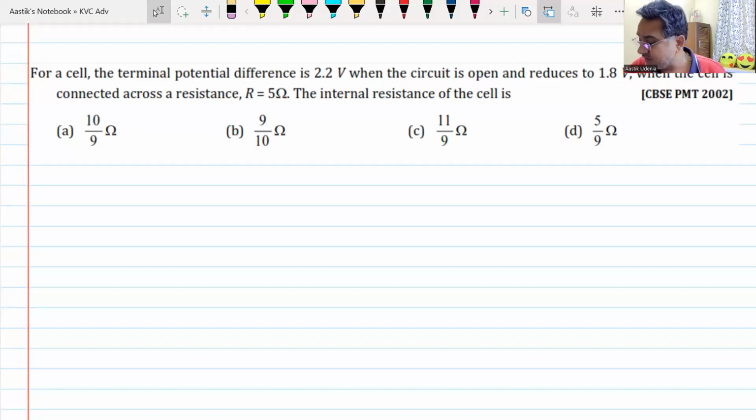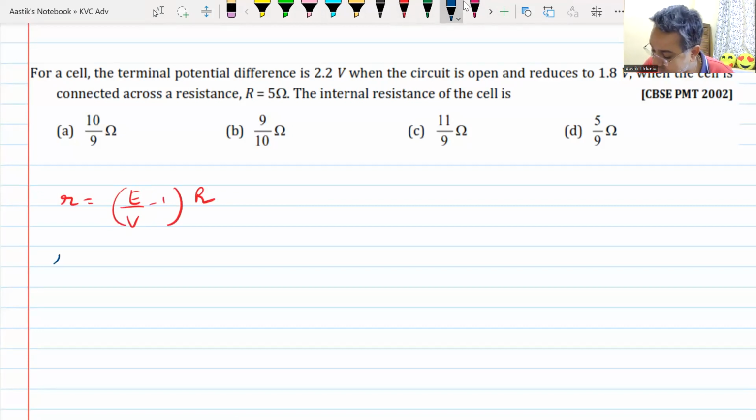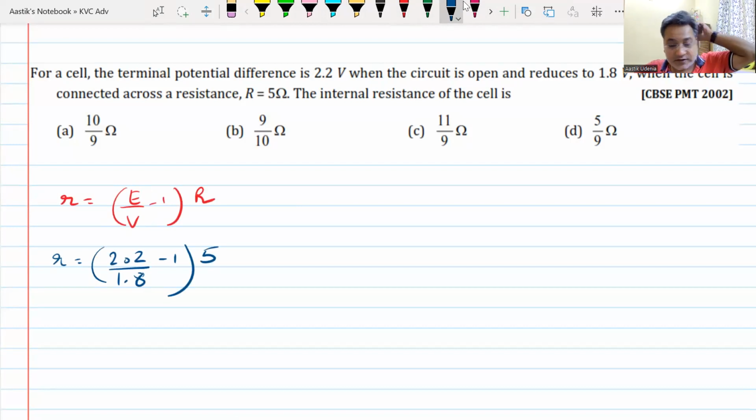10 by 9 ohms is correct. How did you get it? r will be equal to (E by V minus 1) times R. Yes or no? Yes, sir. So internal resistance r will be equal to the EMF of the battery, 2.2, divided by 1.8, minus 1, into the load resistance, which is 5. So this is how you can get the answer, and I think the answer that you are going to get is 10 by 9. Everyone gets this, yes or no? Yes, sir.